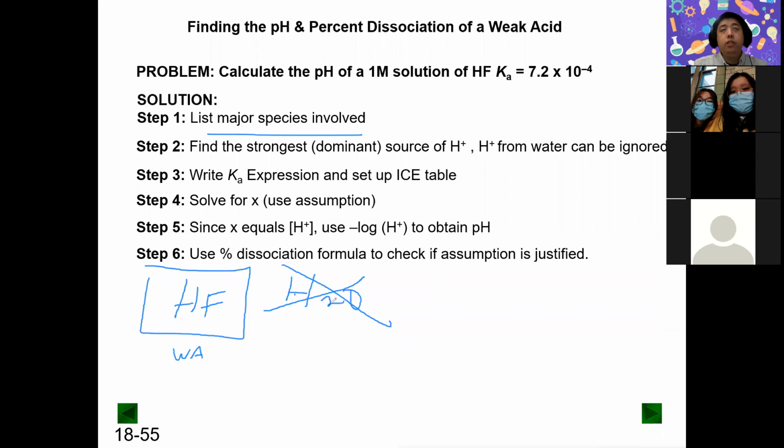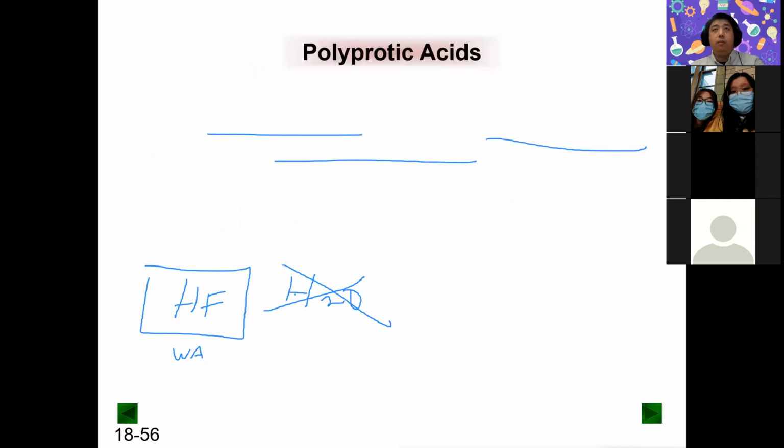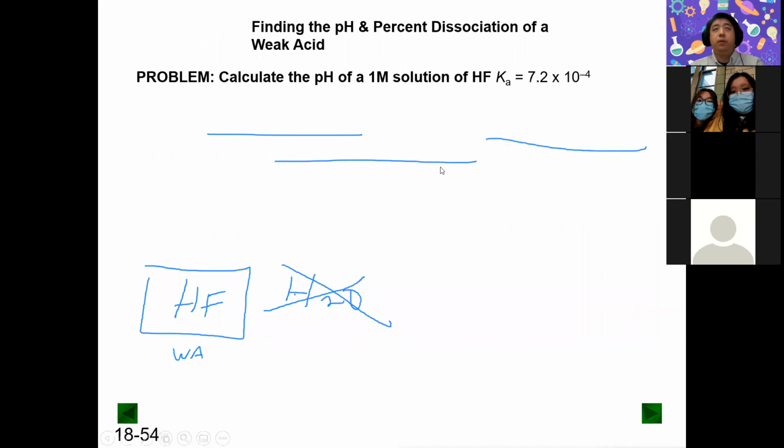Okay. So even though H2O does contribute a little bit of acid, most of the acid or the H plus is going to come from HF, and I'm going to focus on that. So that is your main source. That is your HF. I don't care about water. Okay. So let's set up our ice table. Everything else is the same. Let me see if there's a blank space. Yeah, we'll use this place.